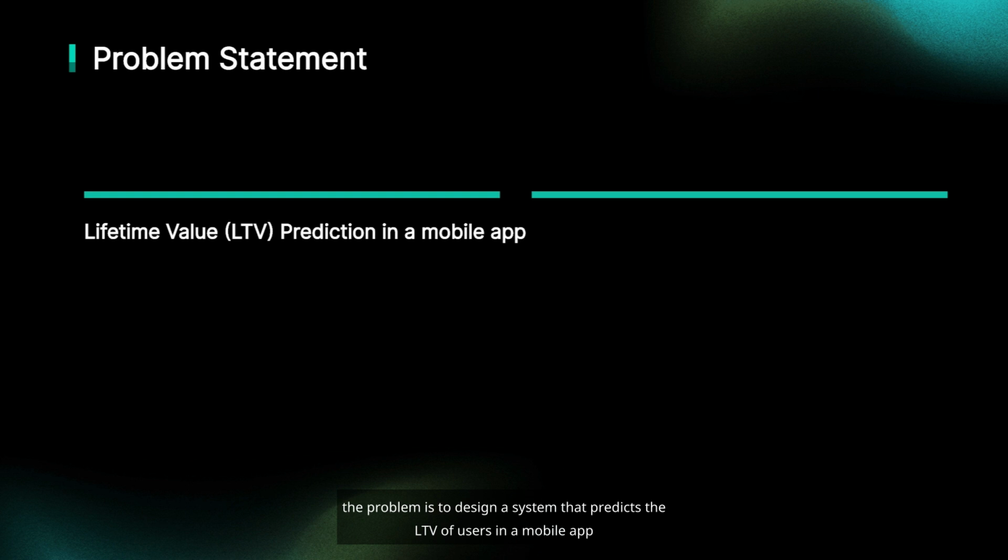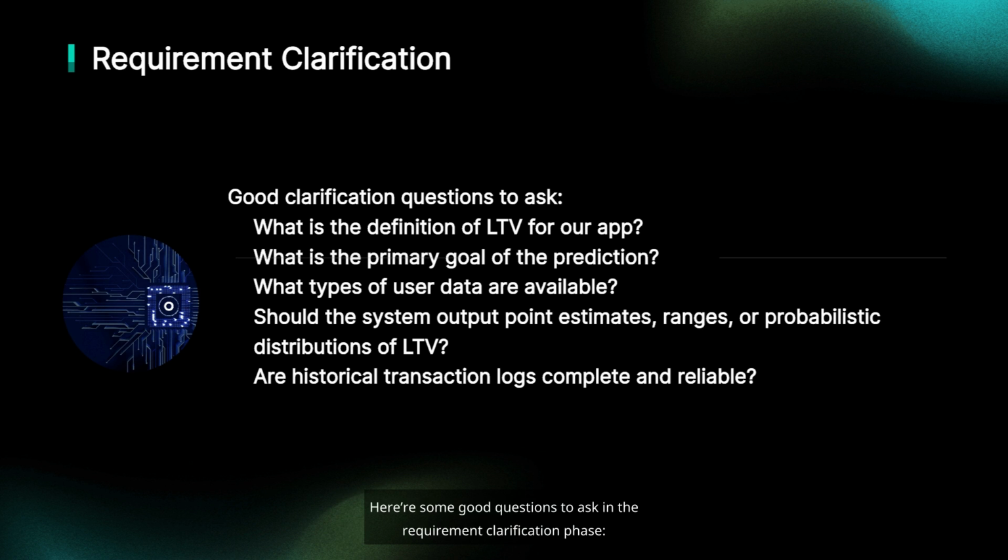The problem is to design a system that predicts the LTV of users in a mobile app. Here are some good questions to ask in the requirement clarification phase. What is the definition of LTV for our app? What is the primary goal of the prediction? What types of user data are available? Should the system output point estimates, ranges, or probabilistic distributions of LTV? Are historical transaction logs complete and reliable?